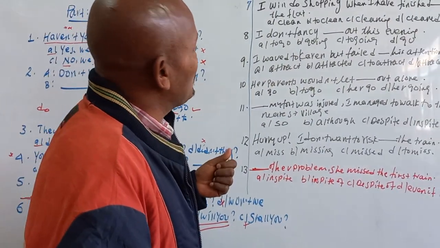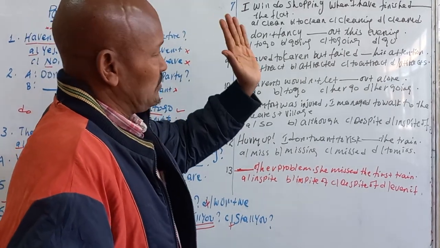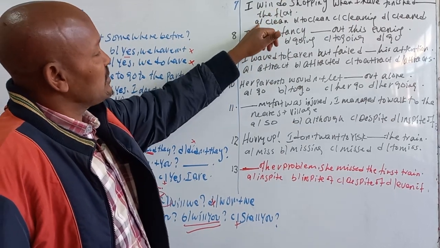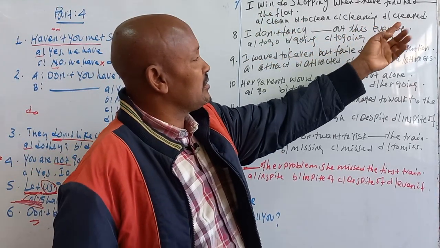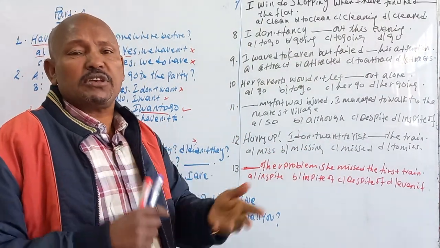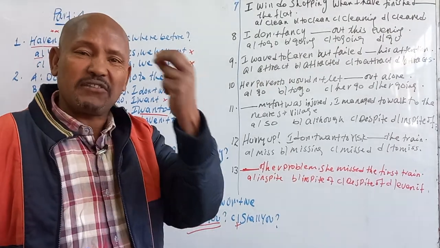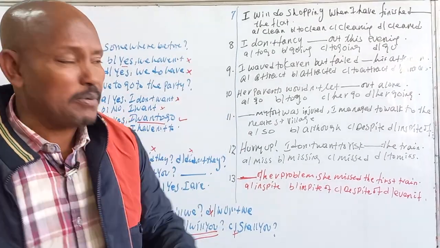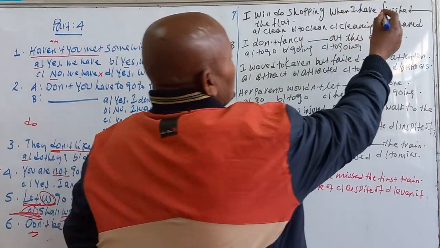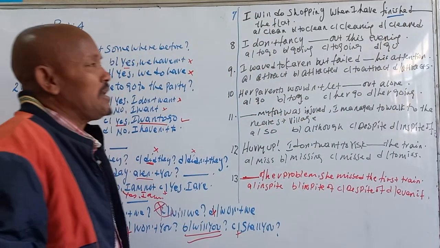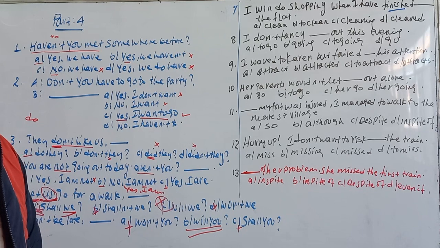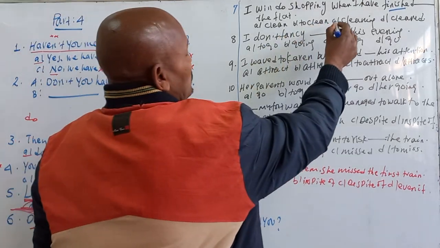The other question here is number 7. I will be shopping when I have finished the flat. Look at the choices here. Before you answer, what are the distractors here? Clean, to clean, cleaning, and clean. The distractors point out that this question is basically about verb patterns. If it is a verb pattern, you come back and read the question. What does finish mean? It is a verb plus ing, not verb plus to or verb plus object plus to.